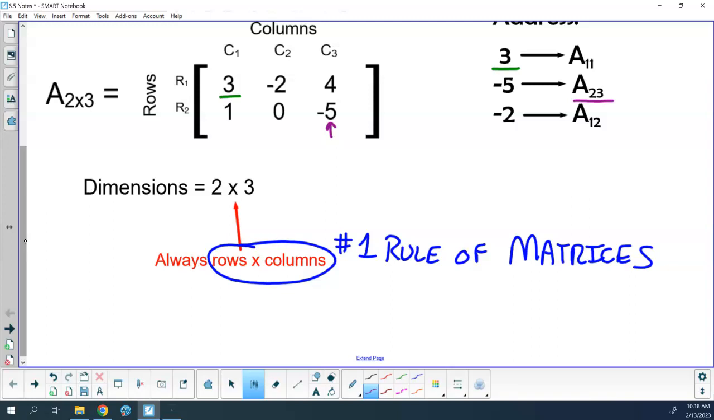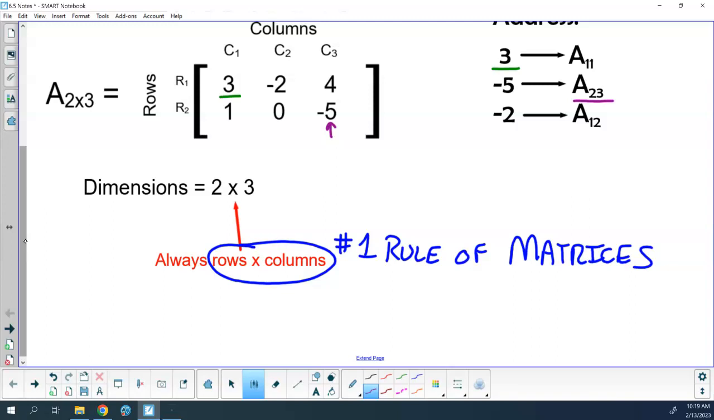Questions on the basic makeup of a matrix? Always a rectangle, always has brackets. It can't just be straight lines there. It has to be brackets. Straight lines on the side mean something different, and we're going to learn that on Thursday. So it has to be brackets on the side of an actual matrix.